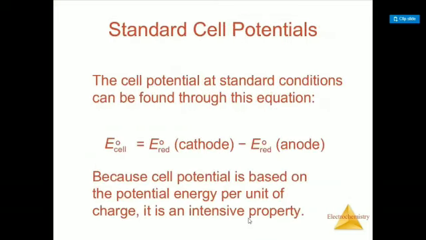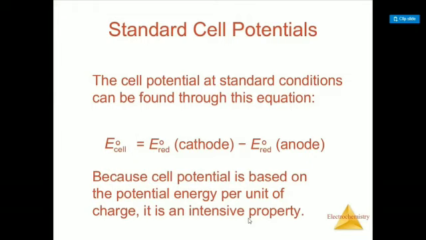Next is standard cell potential. The cell potential at standard conditions can be found through this equation. Standard cell potential, E naught cell, is equal to E naught cathode minus E naught anode. RED means reduction. Because cell potential is based on the potential energy per unit of charge, it is an intensive property.